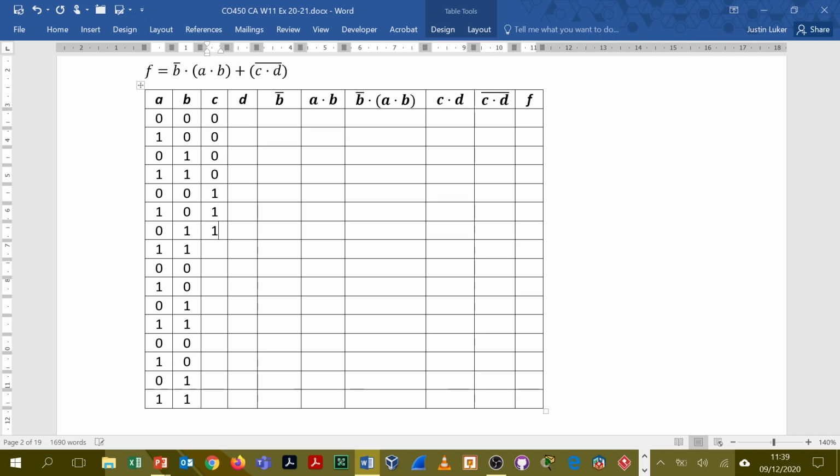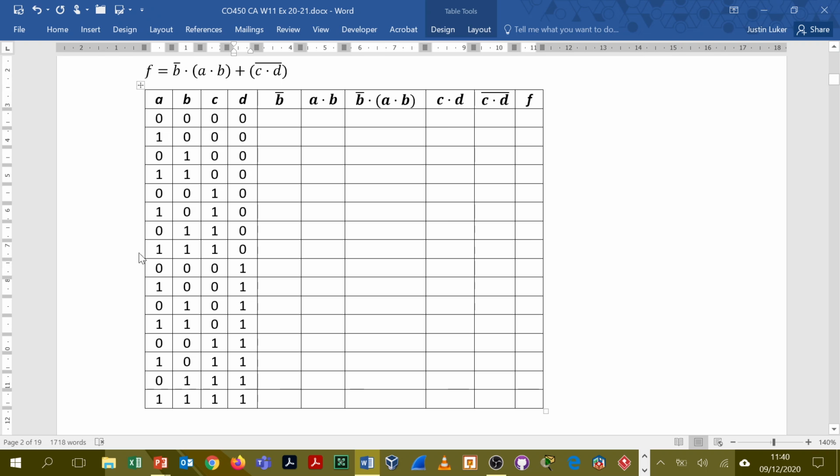So 4 zeros followed by 4 ones, and that will repeat. In fact, rather than mess around with the copy and paste, I think I'll just put them straight in. There we go. And then finally, for D, we're going to have 8 zeros followed by 8 ones. That's just a quick way to get all the patterns of binary input for all the different inputs, all the way from 0, 0, 0, 0 at the top to 1, 1, 1, 1 at the bottom. And here we have a combination in between.